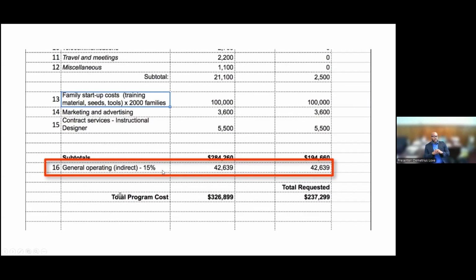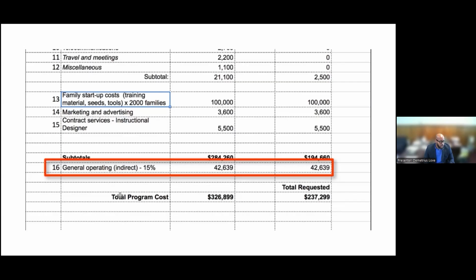Now, why is this important? This is very important. Number one, remember I told you, a lot of your private funders will not pay for your indirect costs. With your public funders, you can actually negotiate your indirect costs with the cap.